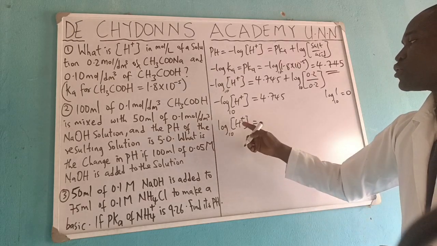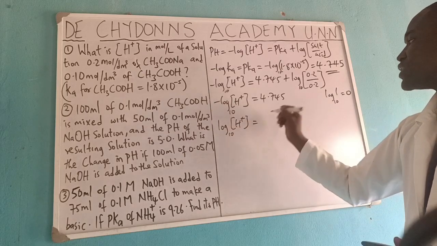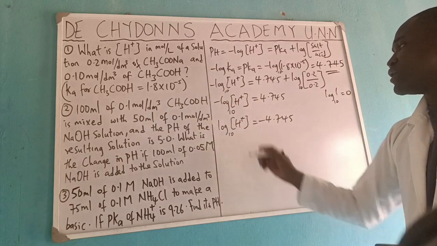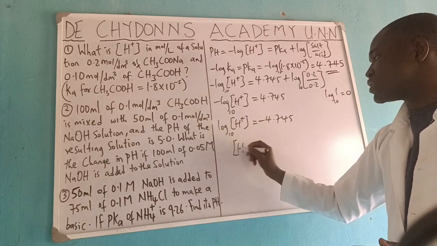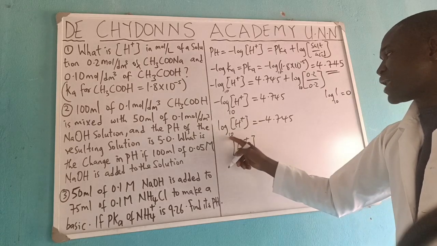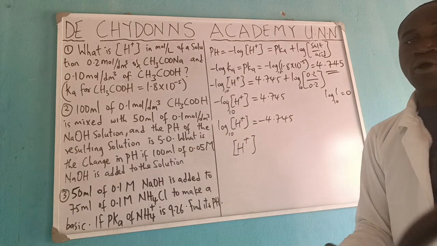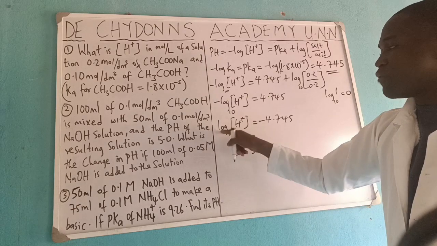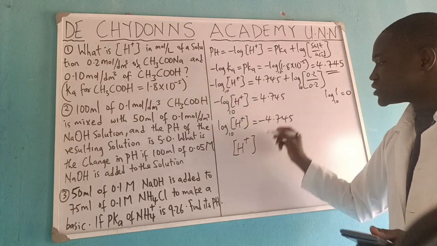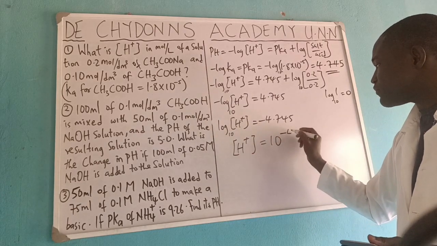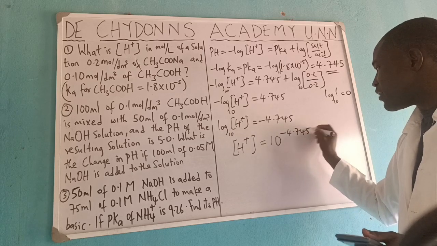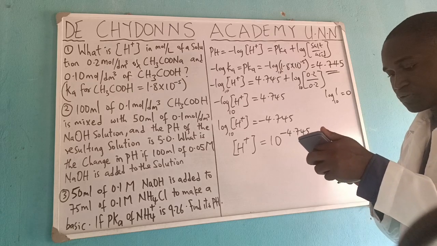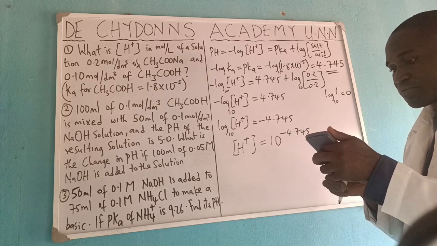Now, I take this minus to this side, it becomes minus 4.745. Then the hydrogen ion concentration, making it the subject of the formula, this 10 will lift this up, from the principle of how to convert logarithm to indices. So to remove this logarithm, this 10 will lift this up, equals 10 raised to power minus 4.745. So I will be having 10 raised to power of minus 4.745.